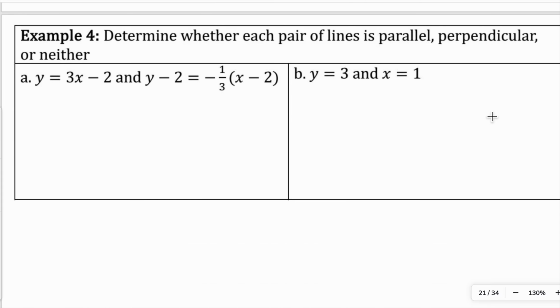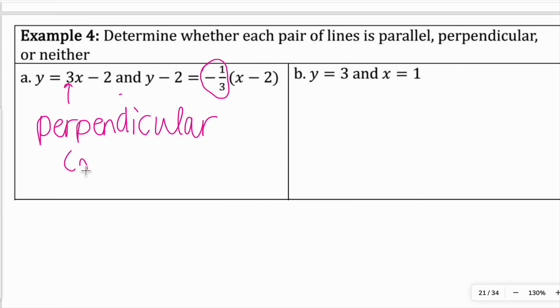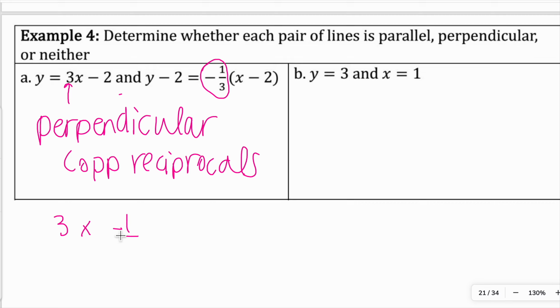Example 4 says determine whether these lines are parallel, perpendicular, or neither. The first one I can easily spot my slope because it's in slope-intercept form, and even this one I can spot my slope because it's right here as my letter M. And notice these are opposite reciprocals, so I would be able to say that this is perpendicular because they have opposite reciprocals. Or when I multiply them, 3 times -1/3, my answer is going to be -1 as my product.